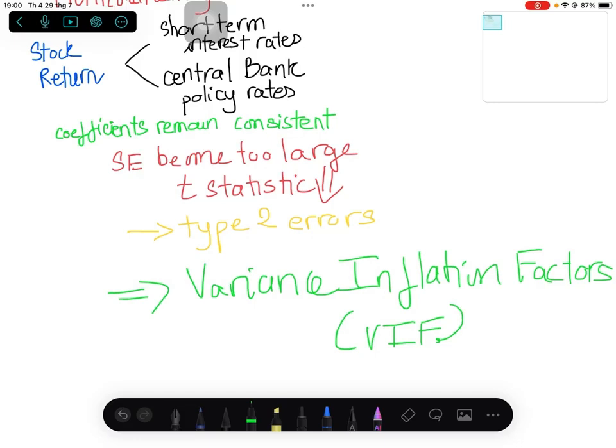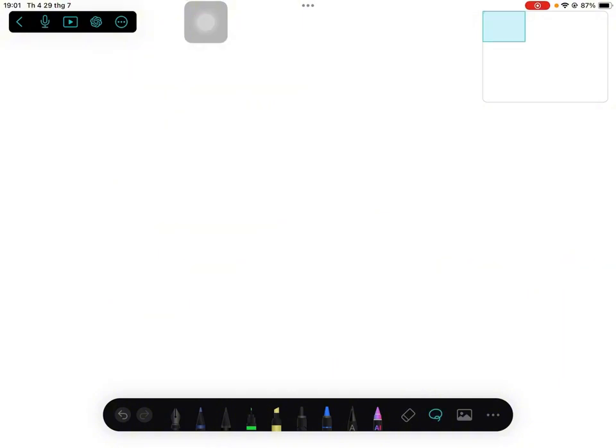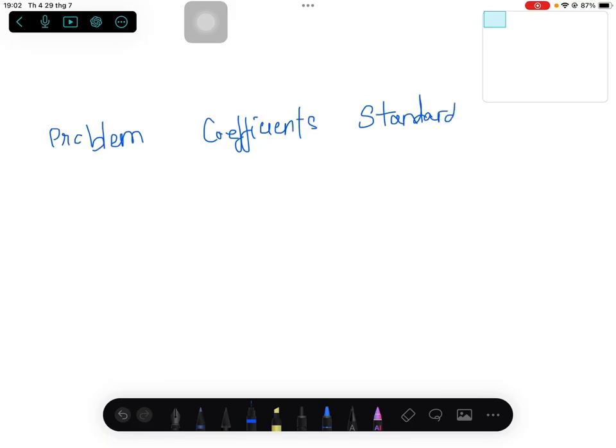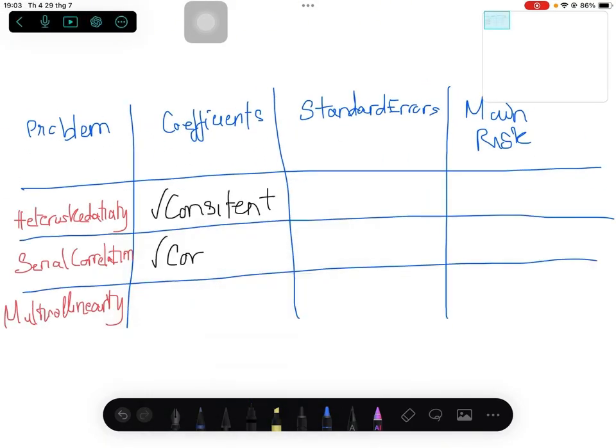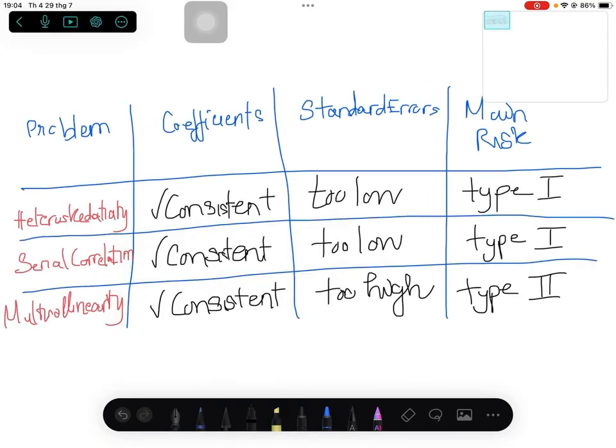The usual solution is straightforward. Remove one of the highly correlated variables or replace it with a different proxy that captures similar economic information without creating redundancy. Okay, now we're comparing the three problems. Notice something interesting. All three violations leave the regression's coefficients consistent. That's why beginners often underestimate their importance.